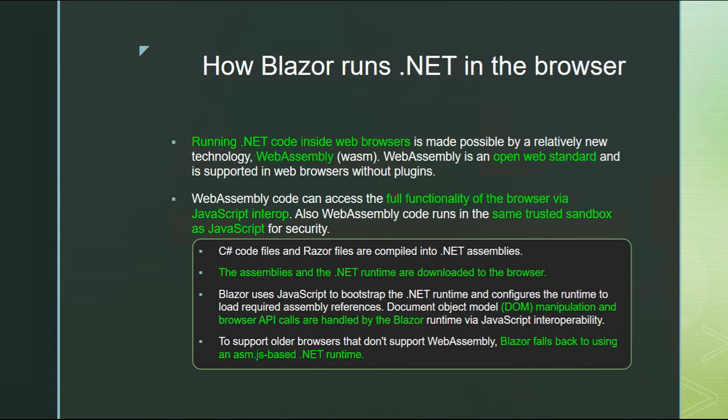So the combination of those C# files and the Blazor files are compiled into .NET assemblies. Those assemblies are going to get downloaded into the client browser. And the .NET runtime, meaning modules and whatever related files it needs, get downloaded at the site login time.